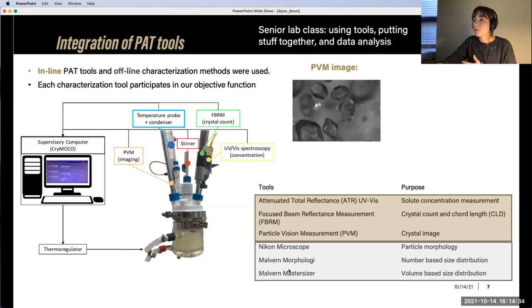And then I also use some offline characterization tools. After the experiment is done, I collect my samples. I use a microscope or some other laser scattering techniques to characterize the crystal size, crystal shape, and also the surface structure, like morphology. So this will be the system I'm going to talk about.